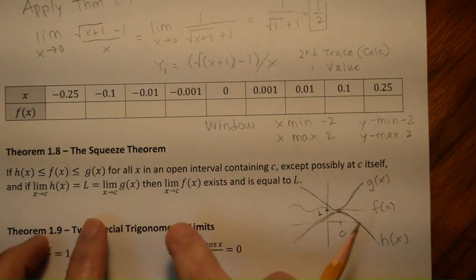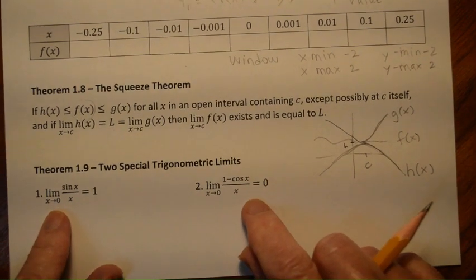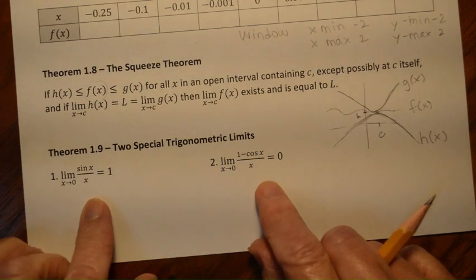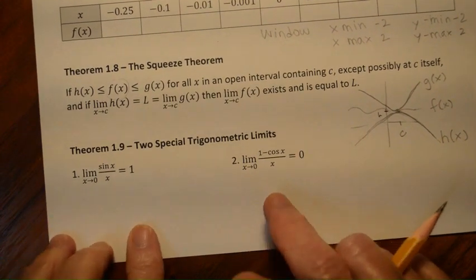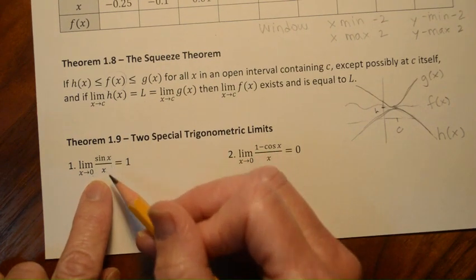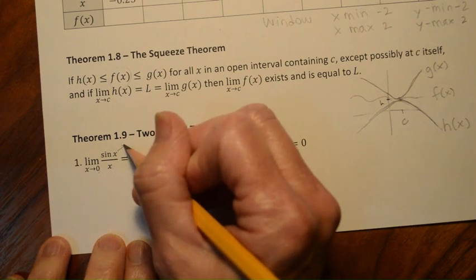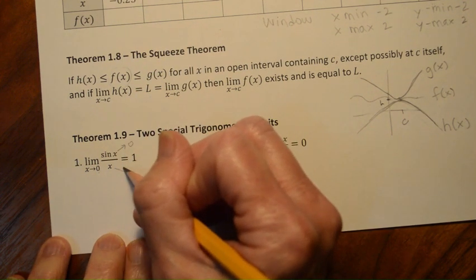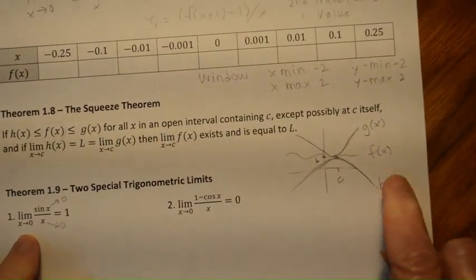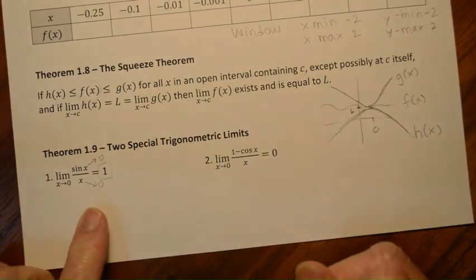The reason they're introducing it now is because they need it to prove these two things. We're not going to prove them. If you would like to read the proof, you can. We're just going to state them. Here are two special trig limits. We would like to plug 0 in here and do direct substitution. But if we do that, we end up with sine of x being 0 and x being 0. And so we've got that indeterminate form again. But they use the squeeze theorem in the proof, and they can prove that the limit ends up being 1.